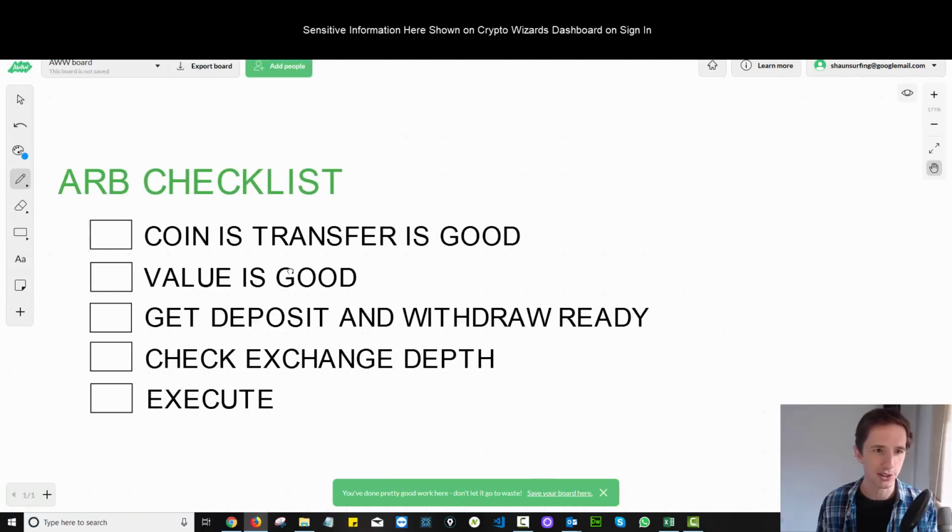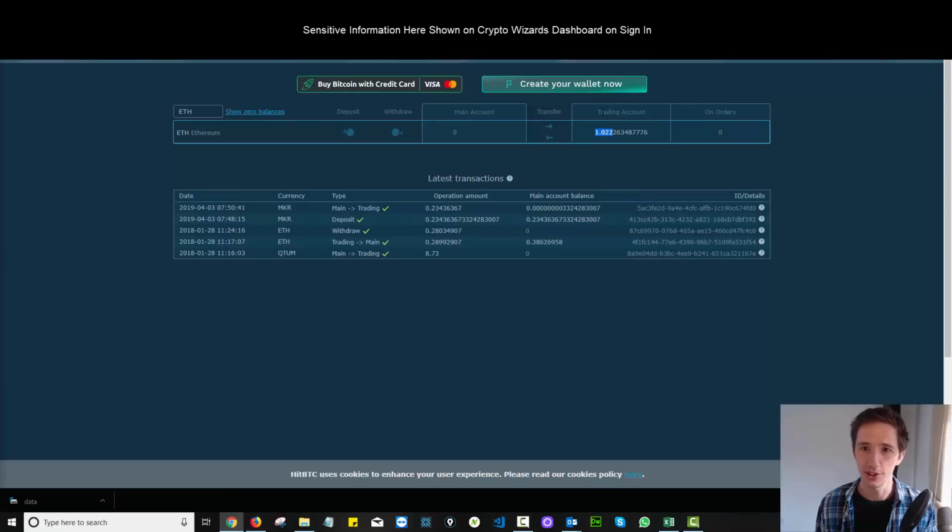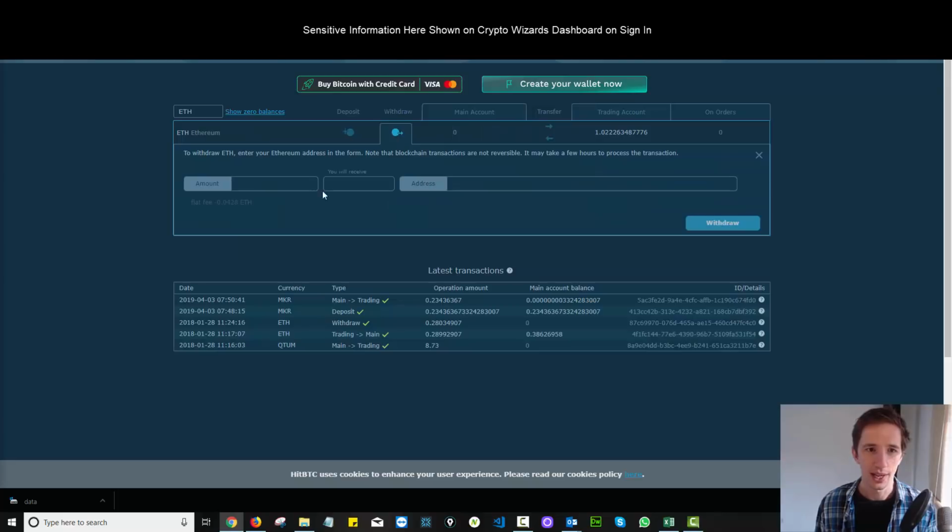What did I just mean by transferable? You need to go to the wallet. So for example, you need to go to the wallet and you need to click withdraw. And you need to make sure that it's not giving you any kind of errors or anything like this. So what do I mean by wallet? Wallet is the account. It's where all the balances of the crypto you own are stored.